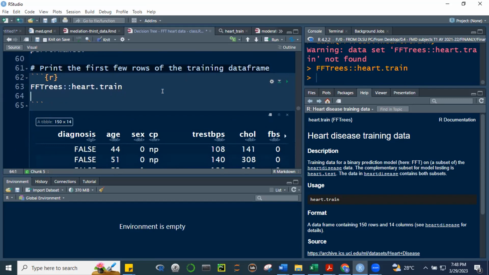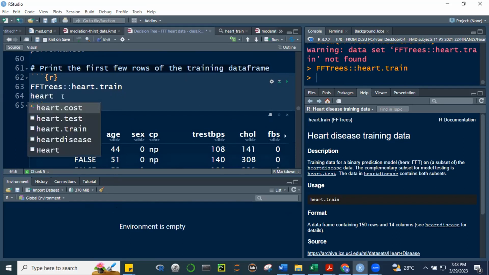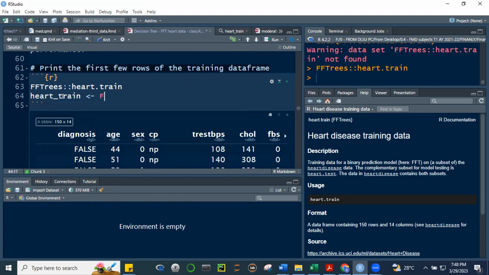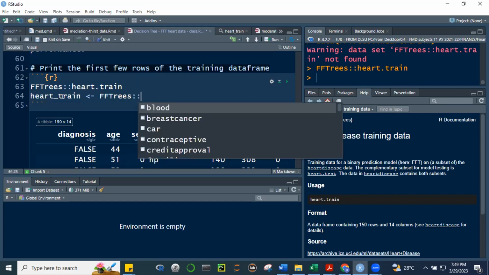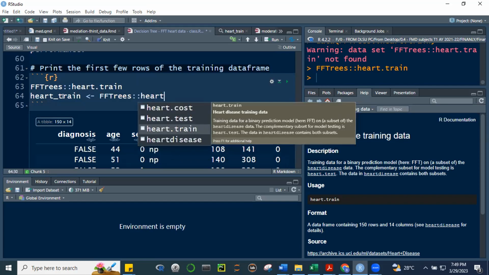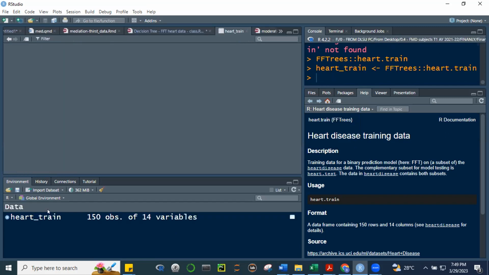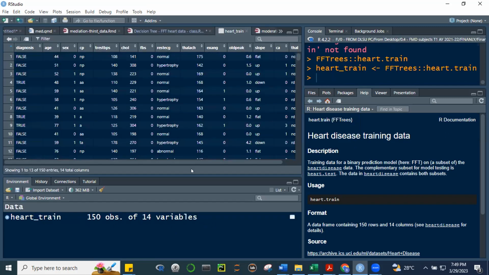FF3s lang, pero lalabas siya dito. Pero hindi siya nag-register dito. Let's call it heart underscore train. Let's give it a name. FF3s. Okay. Tignan natin ha. So, nag-create ako ng object heart underscore train, and it represents the data set coming from FF3s na heart.train. Okay, tignan natin. Enter. Ayun, nag-create na siya. Ayan. Okay, so ganun na lang, no?